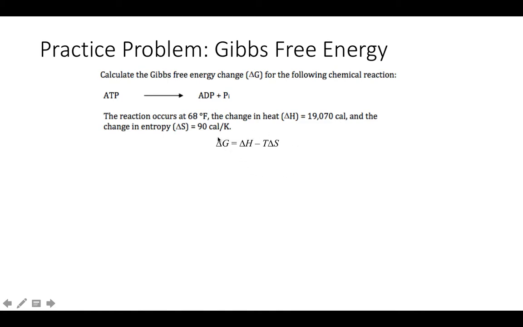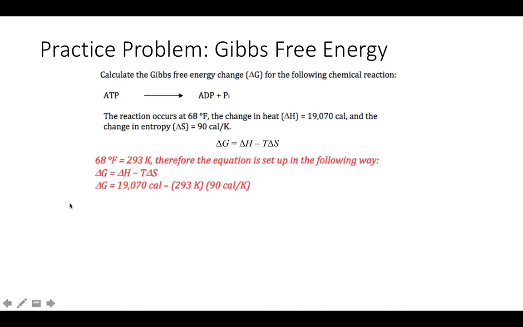So once again, we're calculating for Gibbs free energy, which is represented here by the delta G. This is our change in heat, delta H. T is temperature, provided right here. And delta S is change in entropy. So we need to start off by making our temperature in the same units. We are always going to be using Kelvin in this. So in order to get to Kelvin, we take our 68 and it becomes 293.